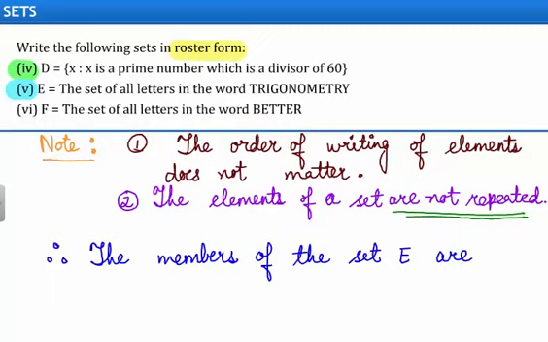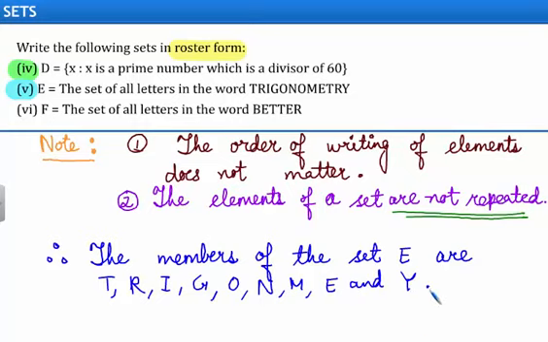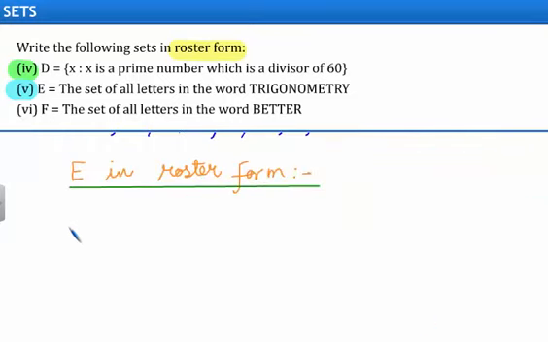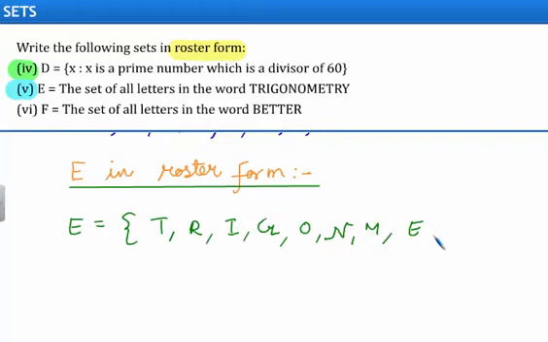Therefore, the members of the set E are T, R, I, G, O, N, M, E and Y. Hence, the set E in roster form will be {T, R, I, G, O, N, M, E, Y}.